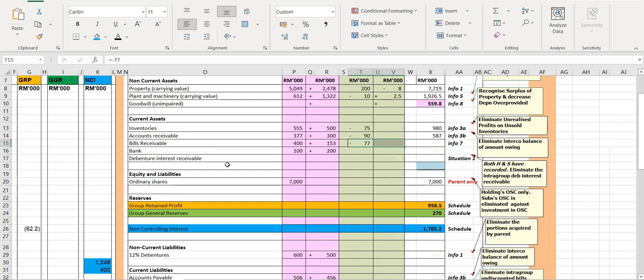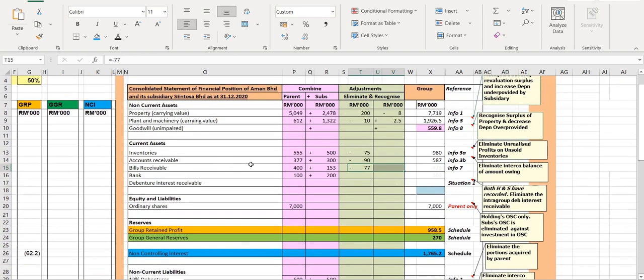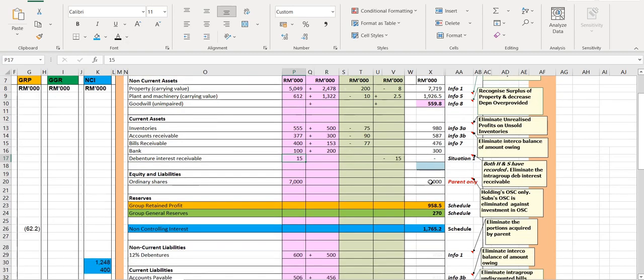Remember we say debit the bills payable, credit bill receivable. So when you credit bill receivable, it means you need to go and remove them. Next is the debenture interest. You will see that first we report 15 here, right? And at the end there was no more. So in the parent section it was first 15 and now you minus 15, so there is no more because those are all intercompany transaction.